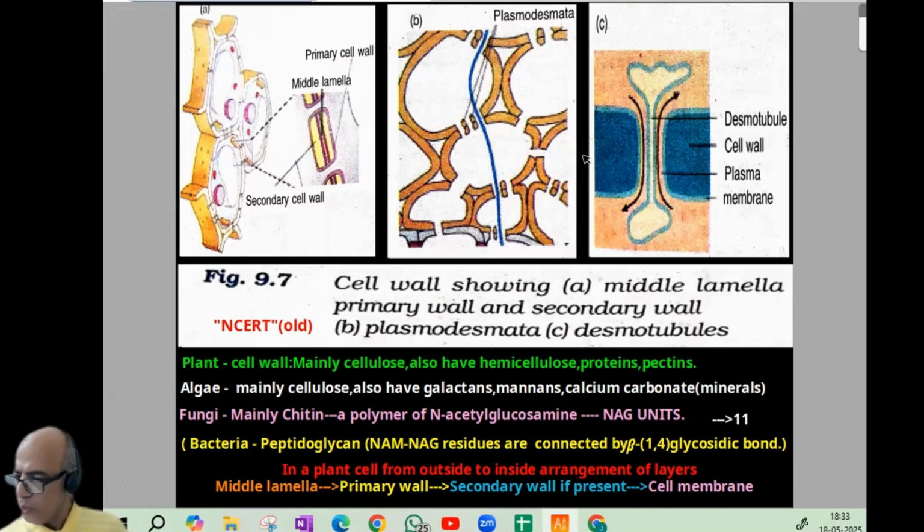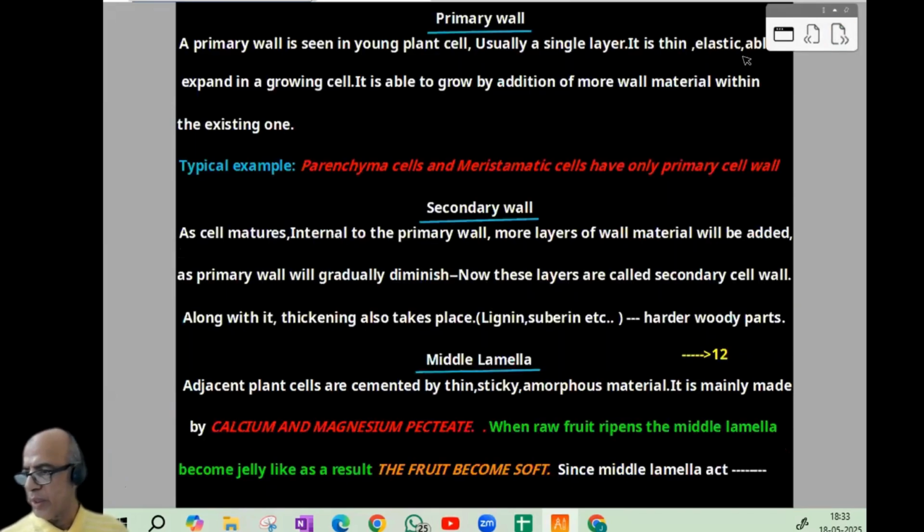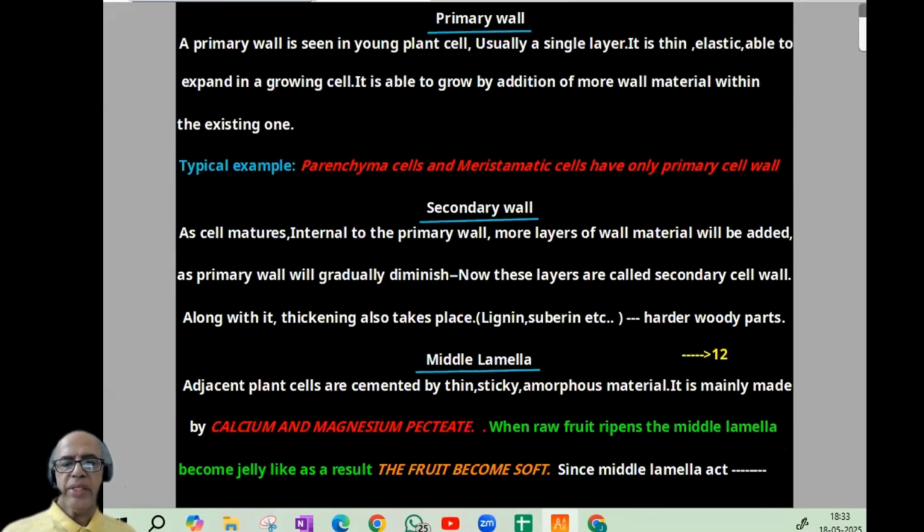And all these diagrams in the old NCERT are just showing some representation. In the present NCERT, this will not be there. Okay, I think the idea is clear. We can proceed to the next page. Now, each layer we can explain, starting with the primary wall.